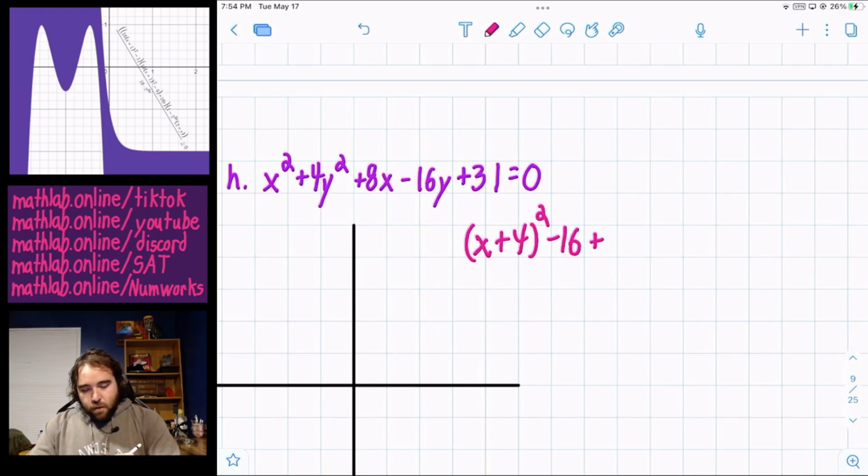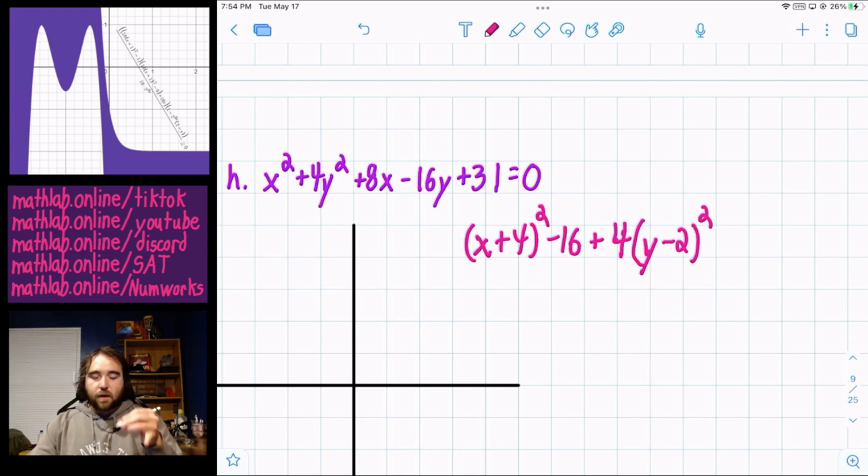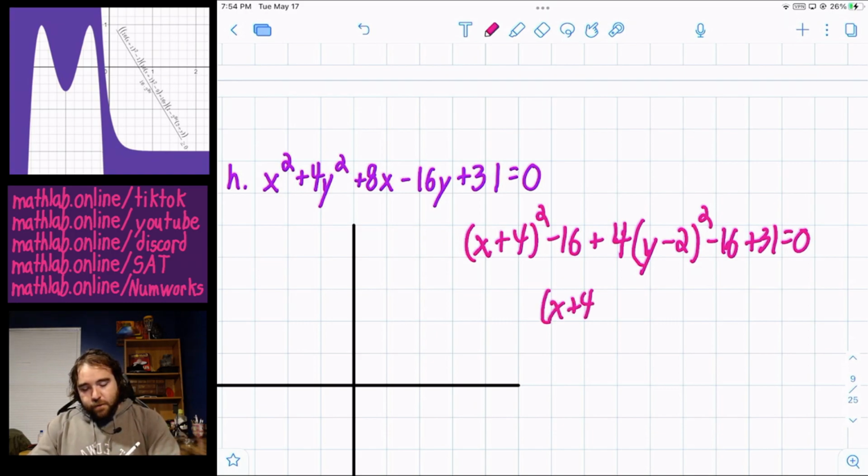And then we're going to factor the 4 out from the y's. So we got y squared minus 4y. So then we got y minus 2 squared, and that would be a negative 4. So then we're going to distribute the 4. So that's negative 16, plus 31 equals 0. Because see, what happens is we add all of these together and we get negative 1, and we move it over. And we already have 1.